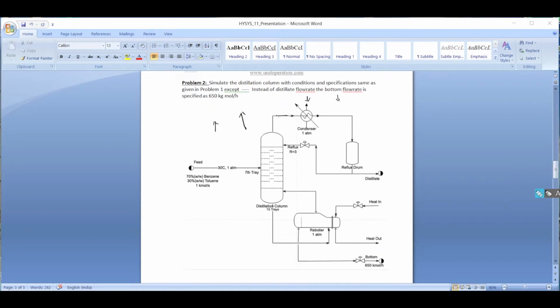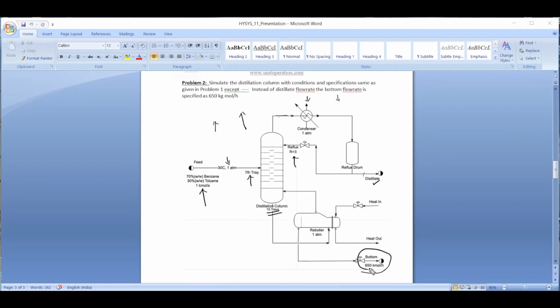That means your feed flow rate and the feed compositions will remain the same as we have seen in problem number 1, and the feed conditions remain the same, entering at stage 7.3, with a total number of 15 trays. This would be a total condenser, and of course an atmospheric condenser and atmospheric boiler. The reflux ratio will remain as 3, but in the previous problem we had the distillate, which was 2700 kilomoles per hour. In this problem we don't define the distillate flow rate, we'll define the bottom flow rate. So how do we do that?